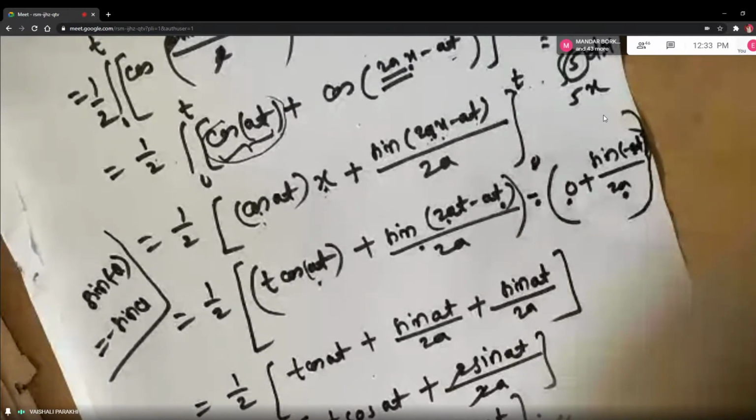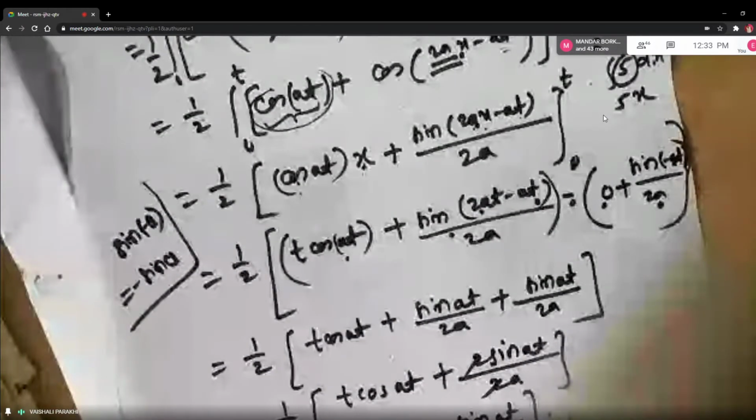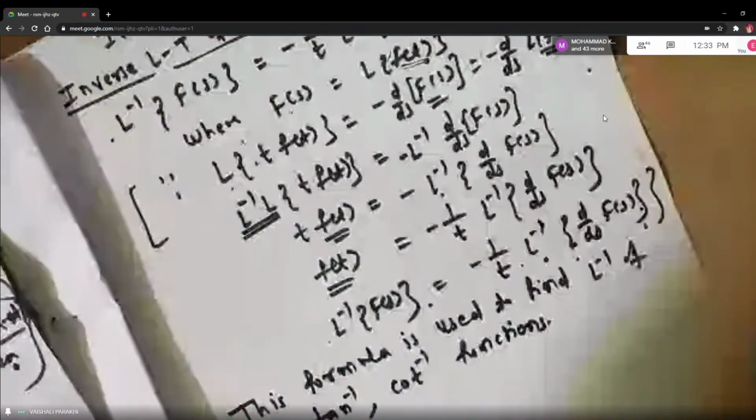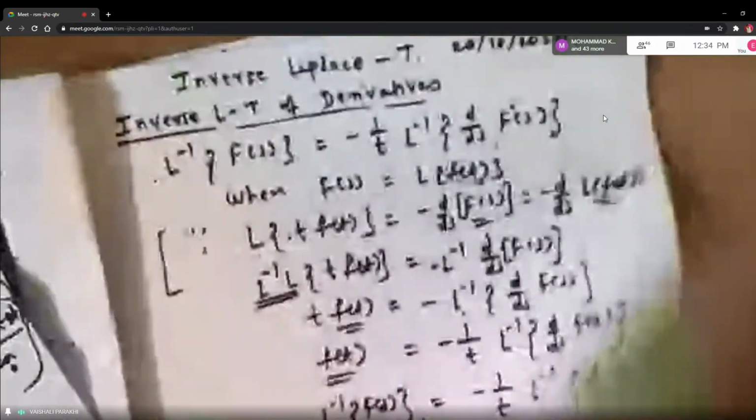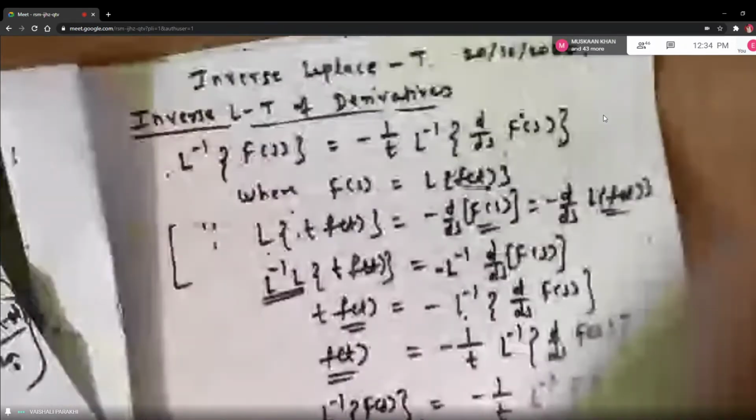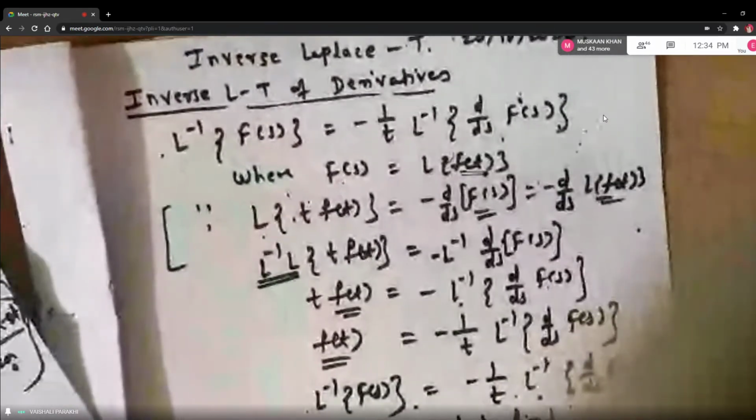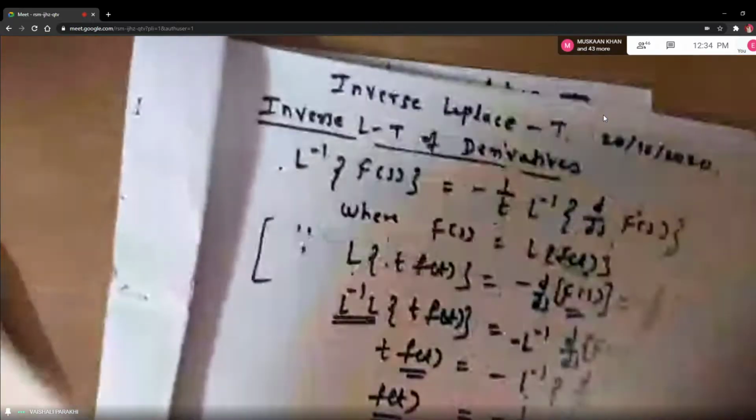Anything else, students? Any other doubts, or should we go for one more problem? Then you will get more confidence. We have time, right? One more problem we can go for. Okay, take up the next problem.